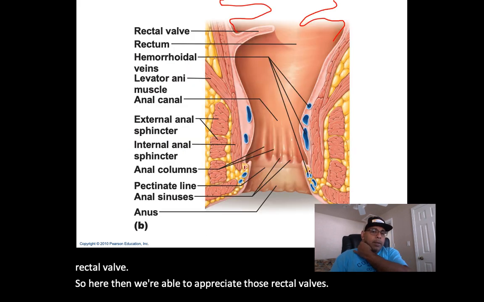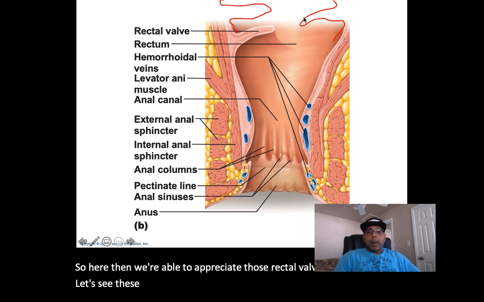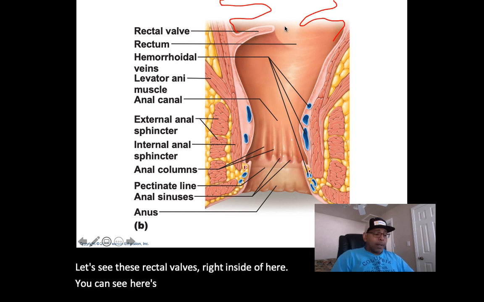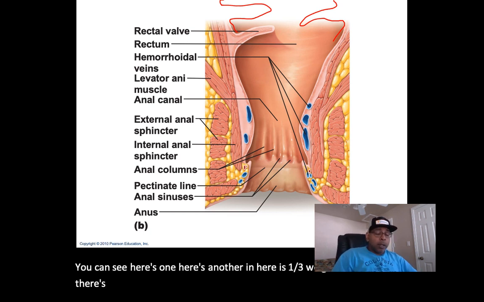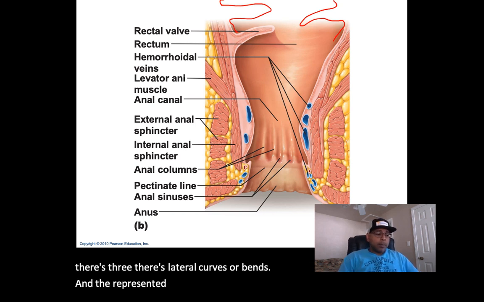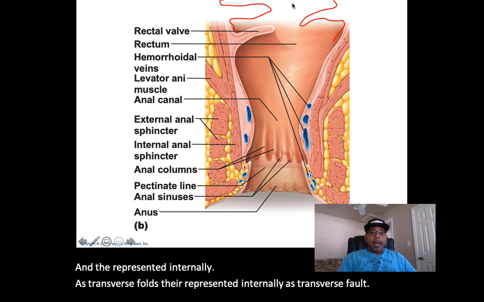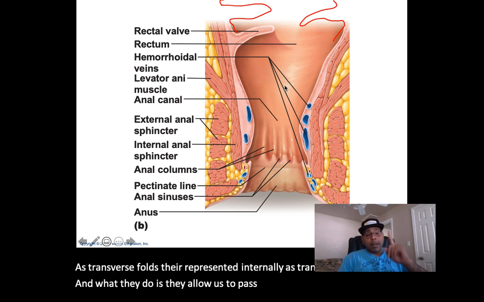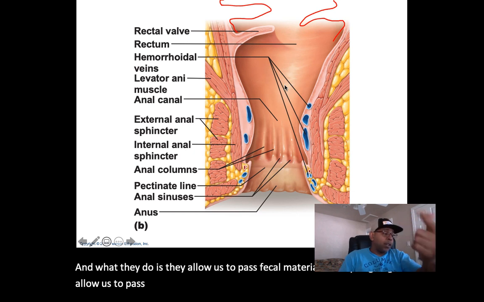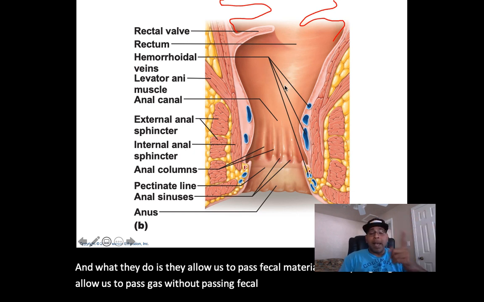Let's see these rectal valves right inside of here. You can see here's one, here's another, and here's a third. So when we talk rectal valves, there's three. They're lateral curves or bends, and they're represented internally as transverse folds. And what they do is they allow us to pass gas without passing fecal material.